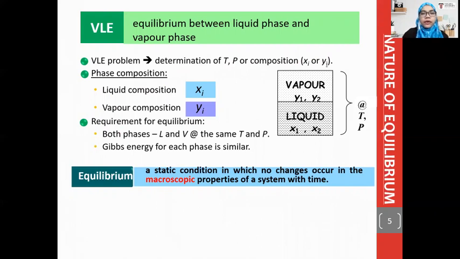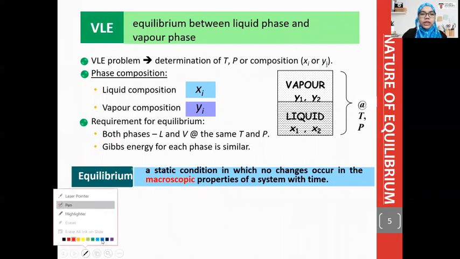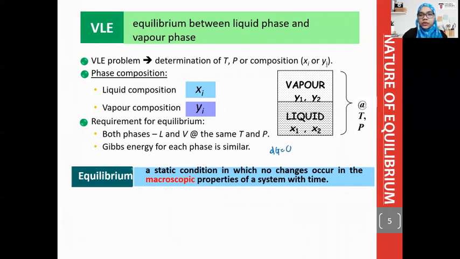Okay, the requirement for equilibrium is that both phases, liquid and vapor, have the same temperature and pressure, and the Gibbs energy for each phase is the same. So we know that delta G will equal 0, or delta G liquid equals delta G vapor. So this is an example in a closed system. We are going to have different compositions between the vapor and liquid at a given temperature and pressure.